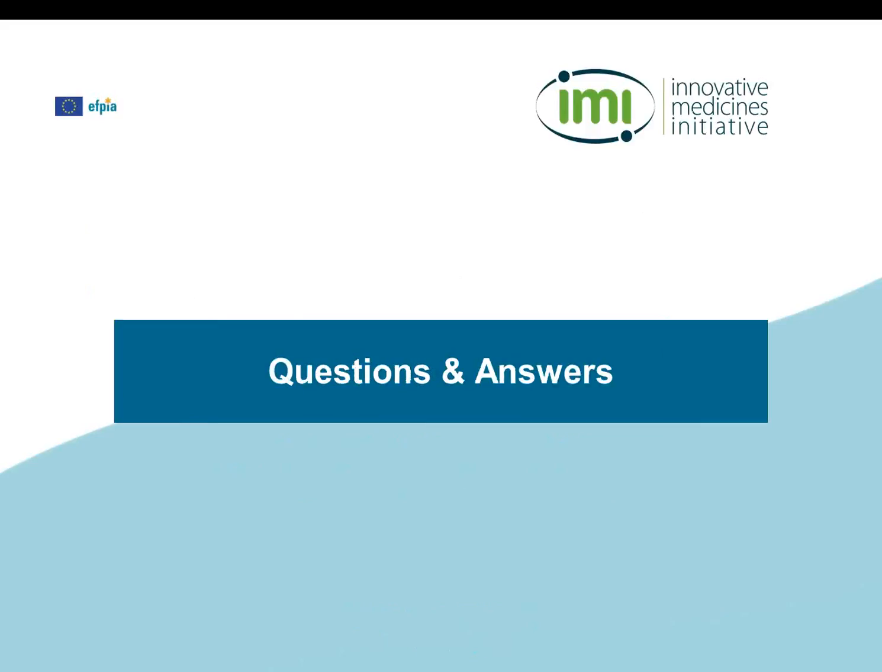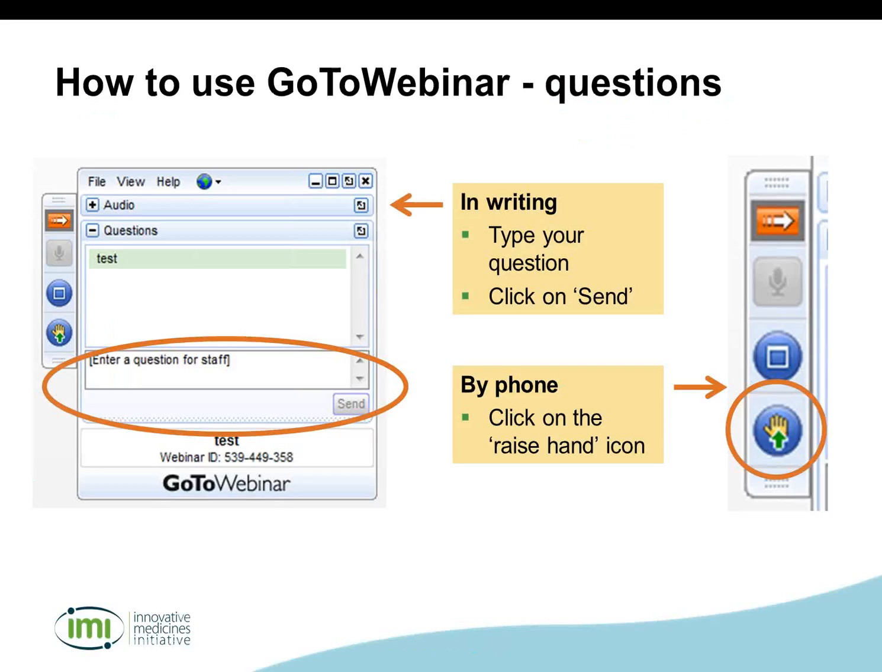Thank you very much, Margot, for the presentation. Now we move on to questions and answers. So just to remind everyone how to ask questions with GoToWebinar. You can type a question in writing in the question box and then click send. We will receive it, read it, and respond to your question. You can also use the raise hand button, so the yellow hand button, and in that case we will unmute you and you will be able to speak to us directly for Q&A.